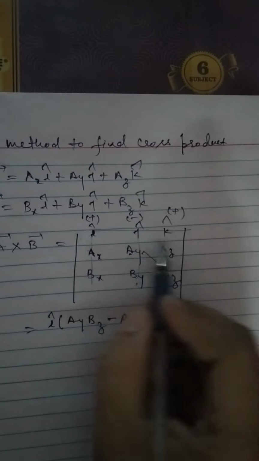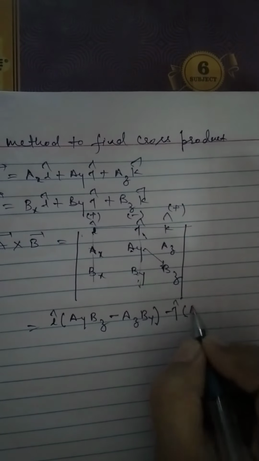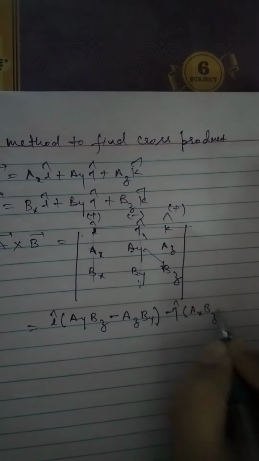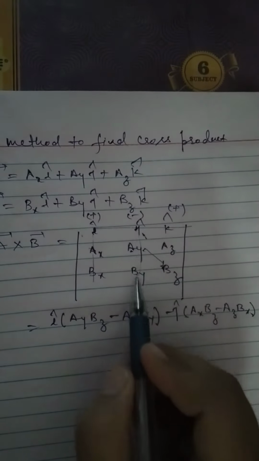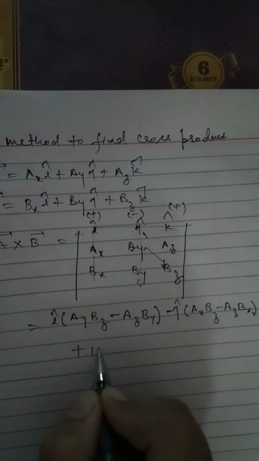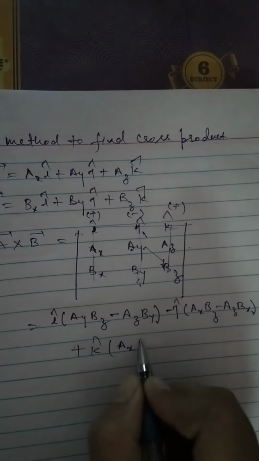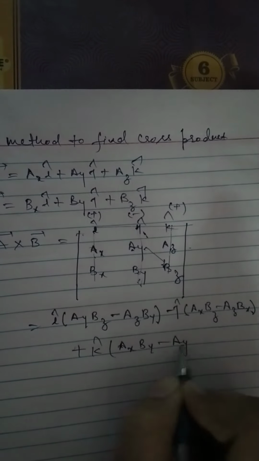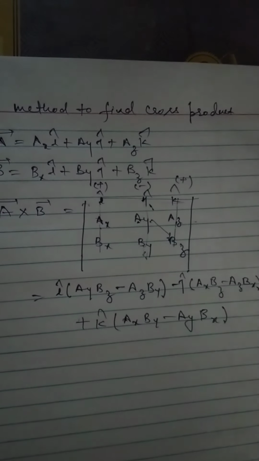फिर यहाँ पर माइनस J cap (AX BZ minus AZ BX). ये देखिए इसको क्रॉस किया, AX BZ माइनस AZ BX, प्लस K cap किया. This is AX BY minus AY BX, right? Now its question I will discuss in tomorrow's class.